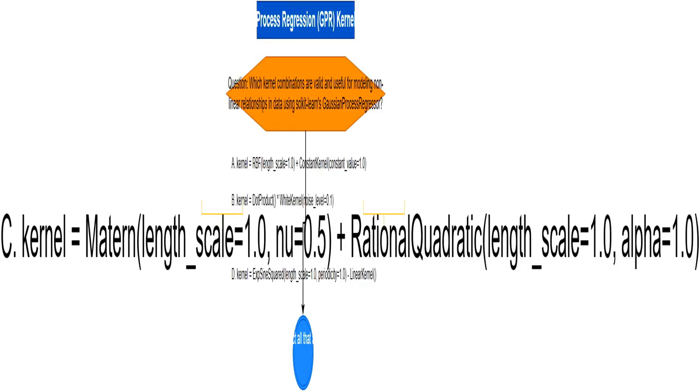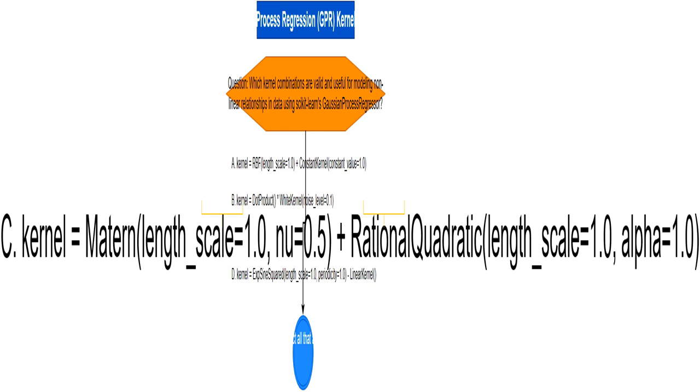This combines a Matern kernel with a rational quadratic kernel. Both are capable of modeling nonlinear relationships, but with different characteristics. Combining them provides flexibility and a potentially superior fit to the data. It offers greater modeling flexibility than using one alone.